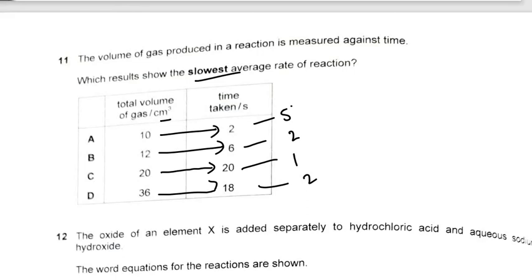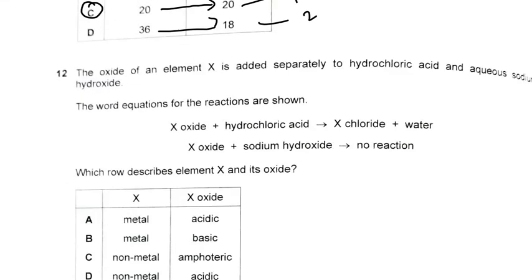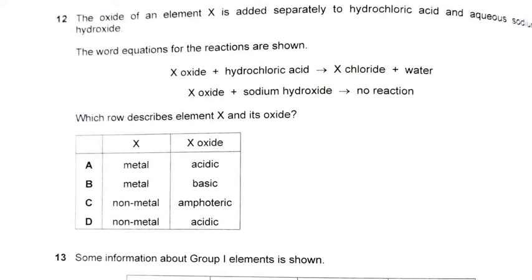So which is slowest here? Slowest means it is taking lots of time to complete the same kind of reaction. So it should be option number C, because you are getting only one unit of reaction with respect to the time. If you think this is the fastest, because in 1 second you got 5 cm³ of the gas. This is 2 cm³ of gas produced in 1 second. This is 1 cm³ only in 1 second. So when you want to compare, you just think about what is produced in 1 second, and that will help you. So option number C. Now question number 12. The oxide of an element is added separately to hydrochloric acid and aqueous sodium hydroxide.